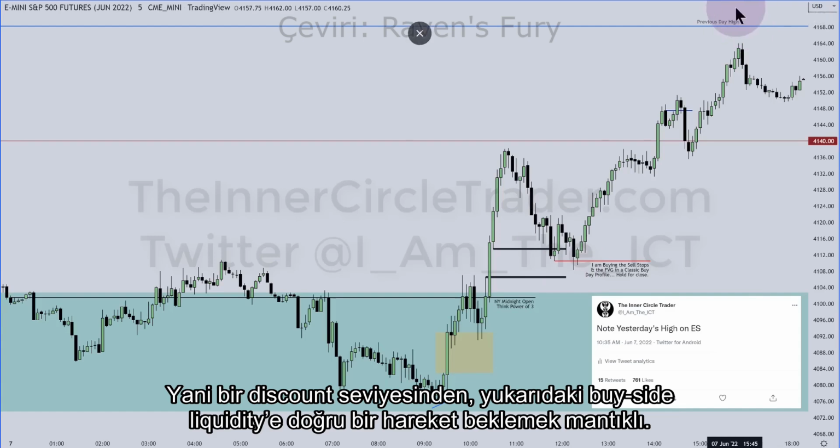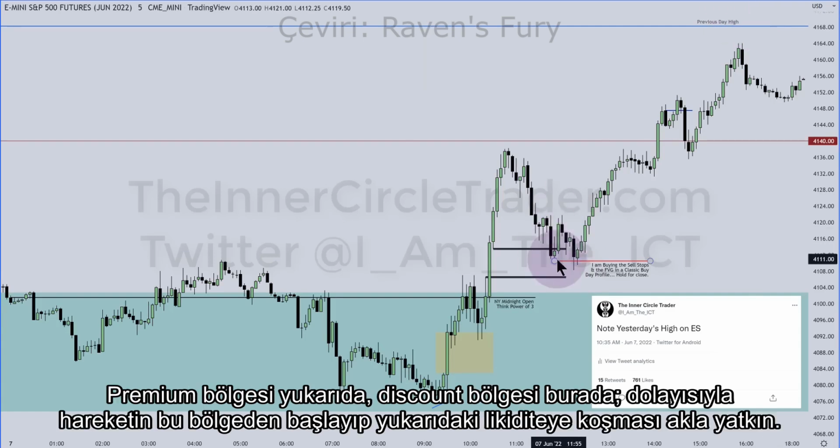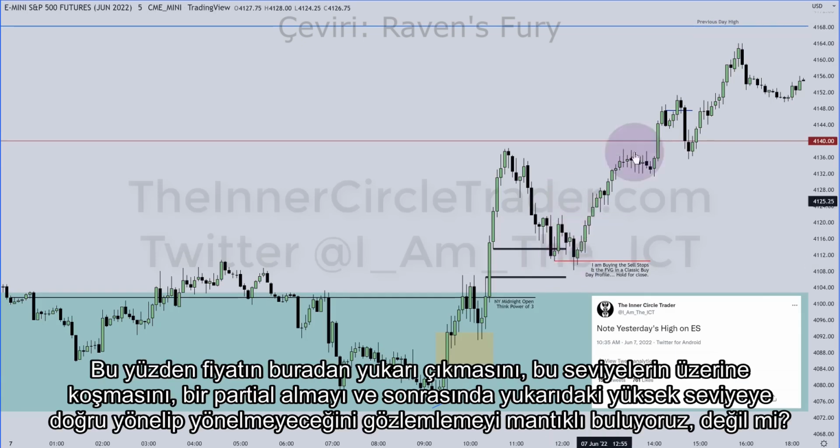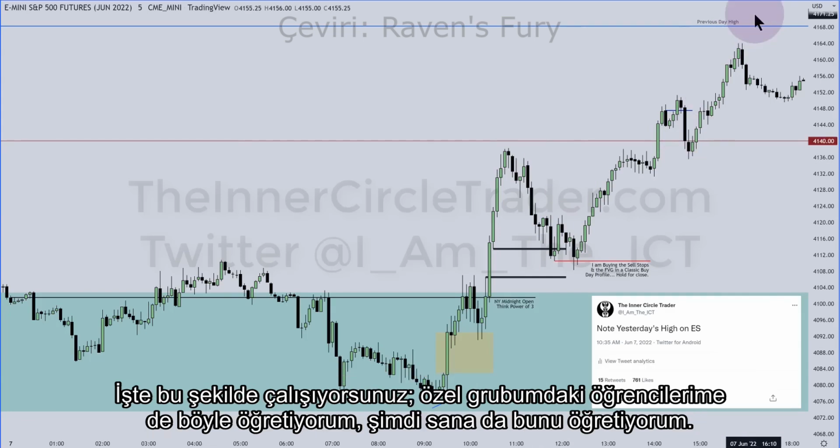So the premium array is up here. The discount array is here. Doesn't it make sense for you to anticipate the move originating basically from here, running above here, taking a partial, and seeing if it can gravitate towards that high? Yes. So you study that way. So that's what I do with my students in my private group. That's what I'm doing with you. Okay.